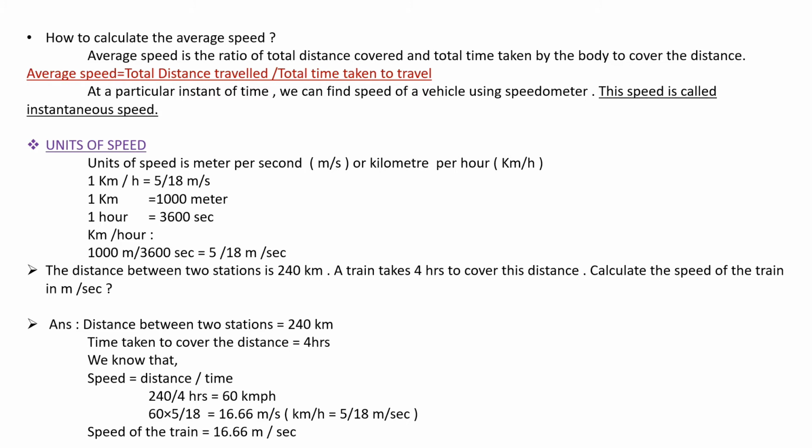Next, let us see another problem. The distance between 2 stations is 240 kilometers. A train takes 4 hours to cover this distance. Calculate the speed of the train in meter per second.